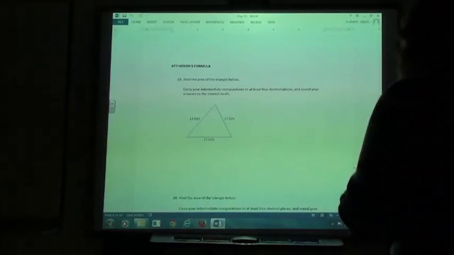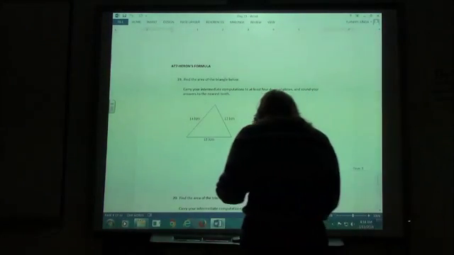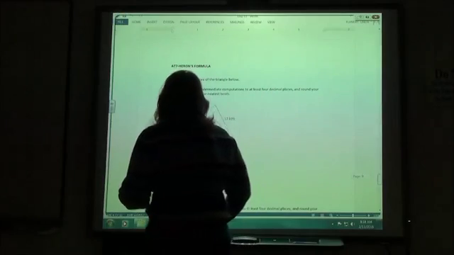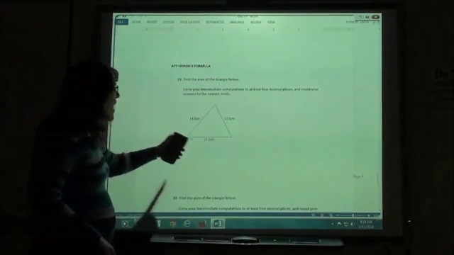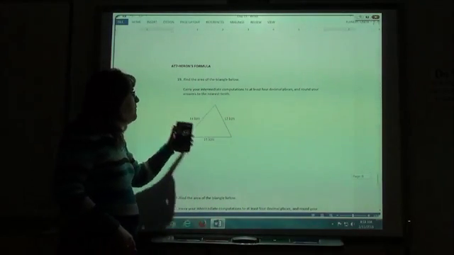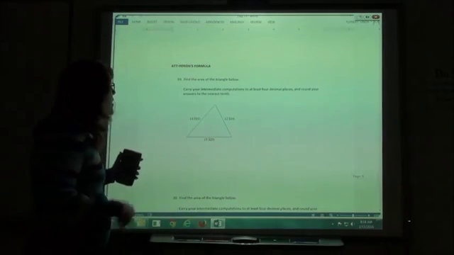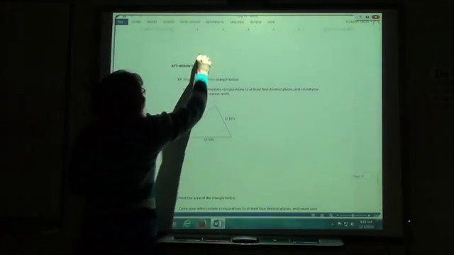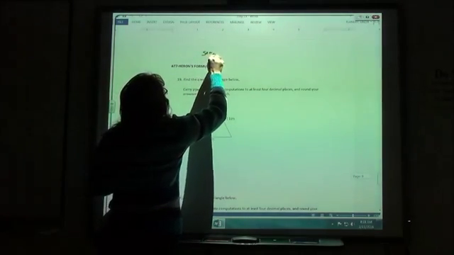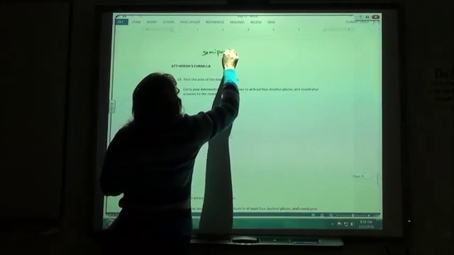And the last three, 19, 20, and 21, are using Heron's formula. Heron's formula is another way to find the area of a triangle if you have all three sides. So the first thing they do is find what they call the semi-perimeter.